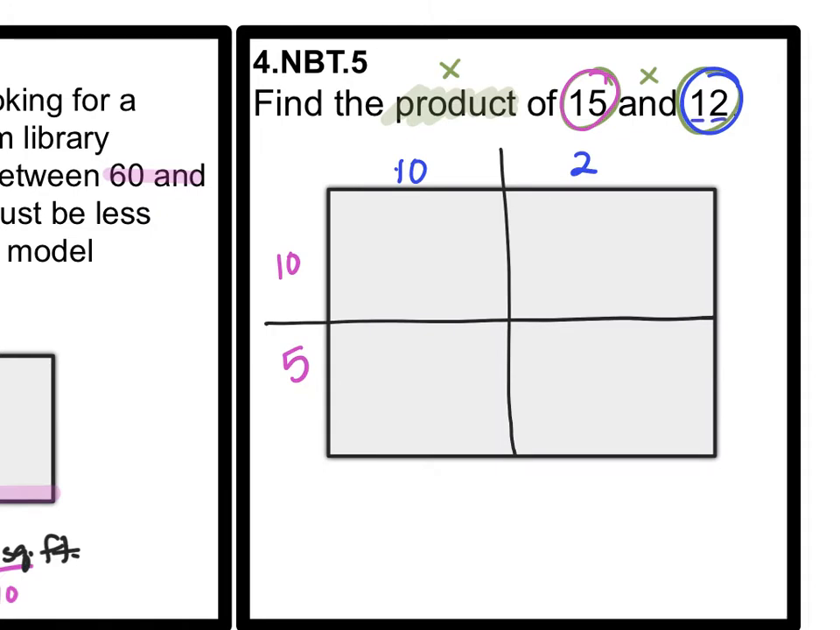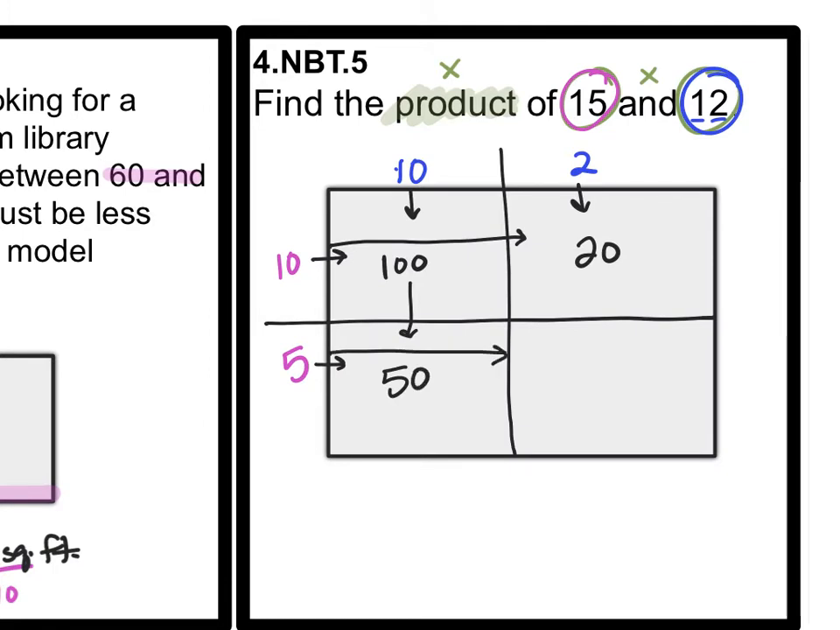So the first one I'm going to multiply, I'm going to do 10 times 10, which is 100. Then I'm going to move this 10 over, 10 times 2, which is 20. My next box is 5 times 10, which is 50. And my last box is 5 times 2, which is 10.